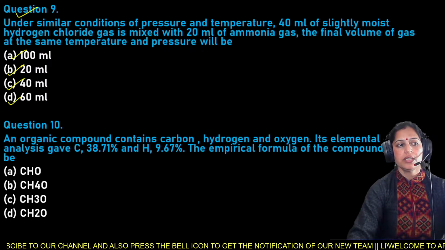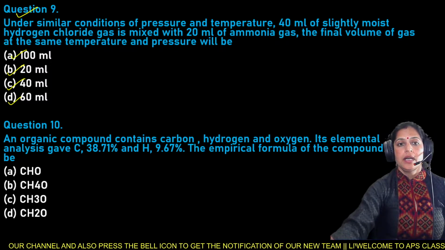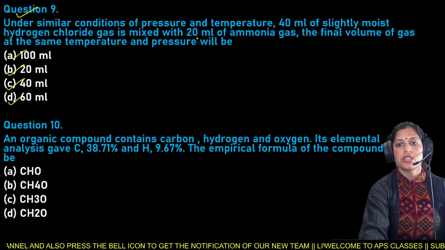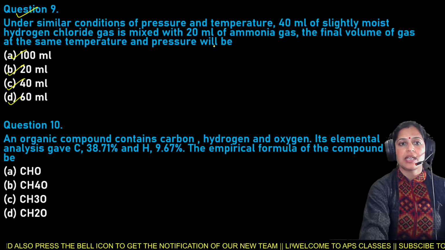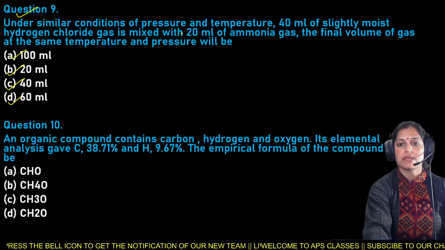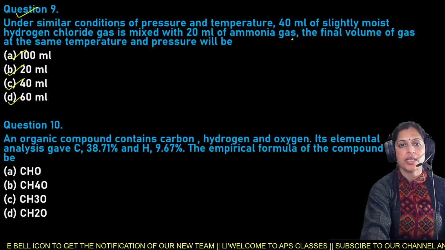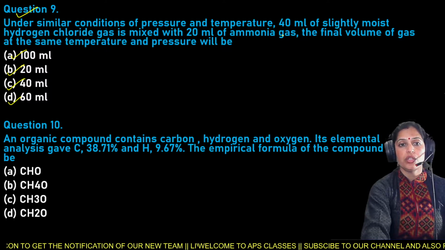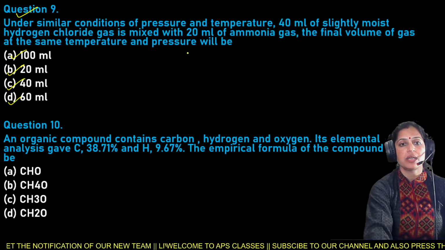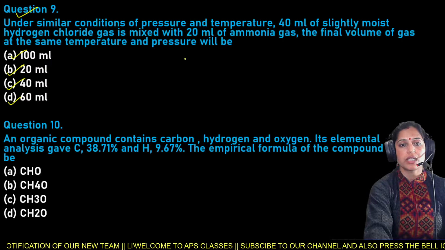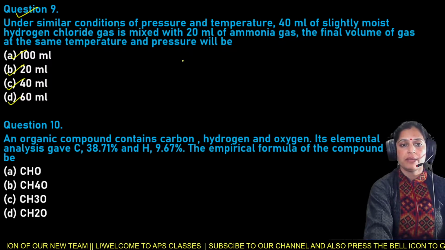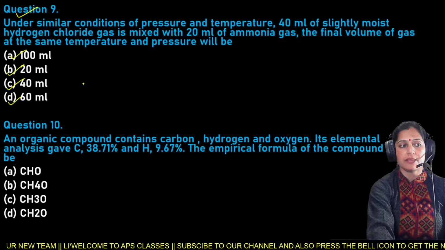It is your question number 9. Under similar conditions of temperature and pressure, 40 ml of slightly moist hydrogen chloride gas is mixed with 20 ml of ammonia gas. Then the final volume of the gas at the same temperature and pressure will be. The options given are 100 ml, 20 ml, 40 ml, and 60 ml.